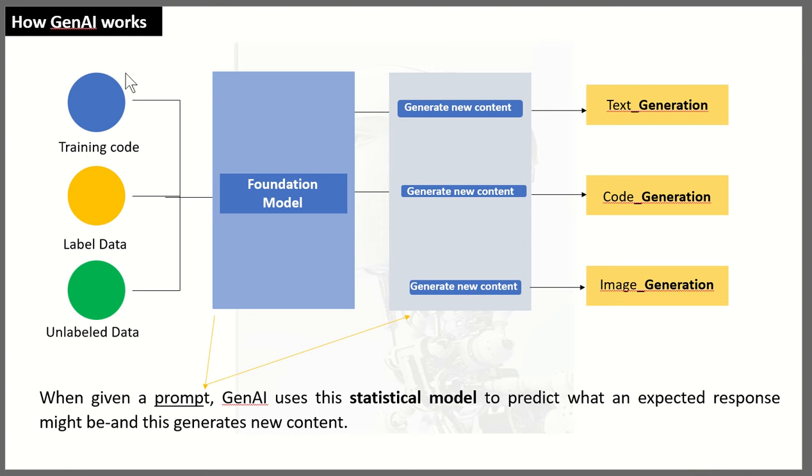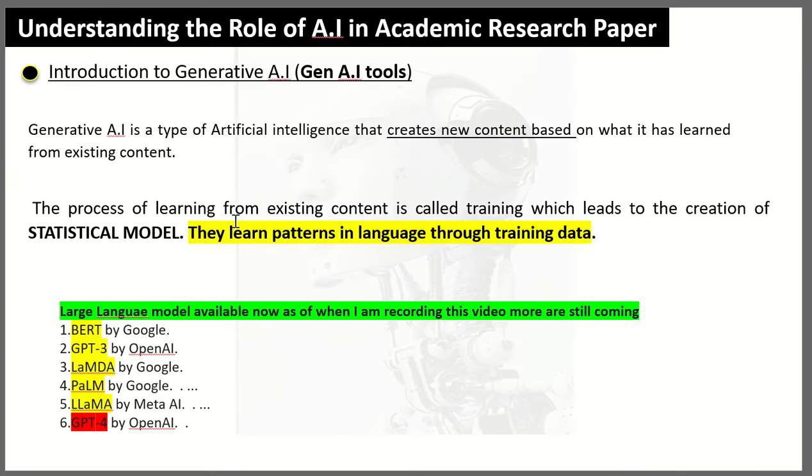So how generative AI works is that this model is trained on large data sets. When we say data set, I mean code, textbooks, images, news articles, stuff that is very high quality. So they feed it to this large foundational model. And remember, the process of learning from existing content is called training.